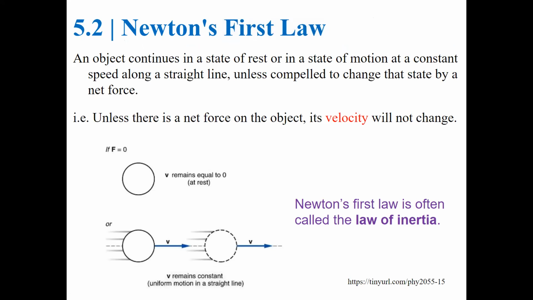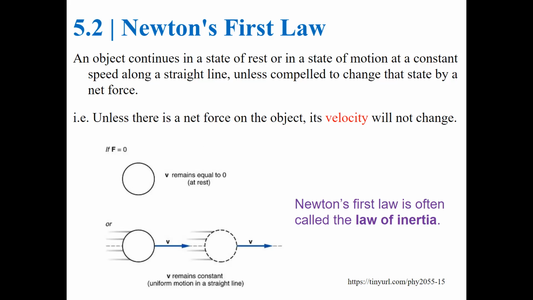The next section here talks about Newton's first law of motion. The first law of motion says that an object will continue in a state of rest or in a state of motion at a constant speed along a straight line unless compelled to change that state by a net force. It's a long sentence, but in short, unless there's a net force on the object, the velocity will not be changing.